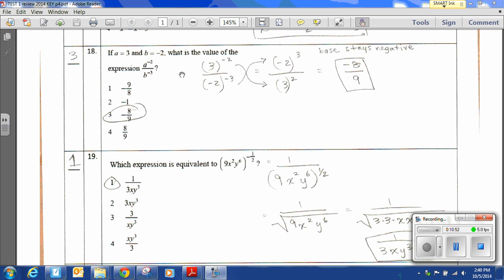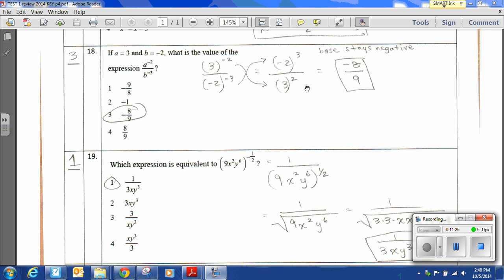Number 18 made a comeback because so many people got this one wrong on the exit slip. So as you can see, when you replace the variables, please use parentheses so you make sure that the negative sign stays with the base. So because these are both negative exponents, we must take the base and the power to the other side of the fraction bar and make the exponent positive. Or in other words, you just flip the sign of the exponent. So they're both negative, now they're both positive.